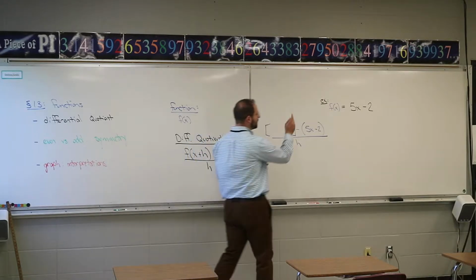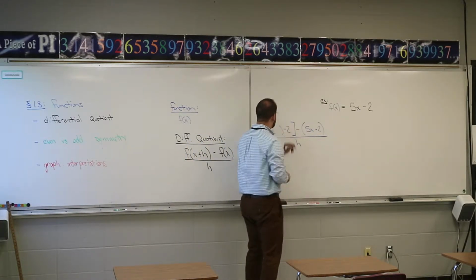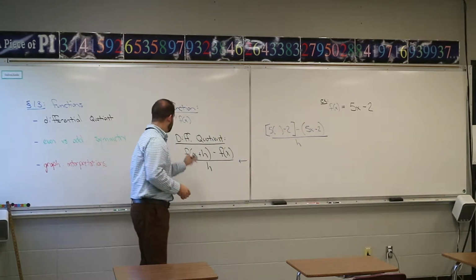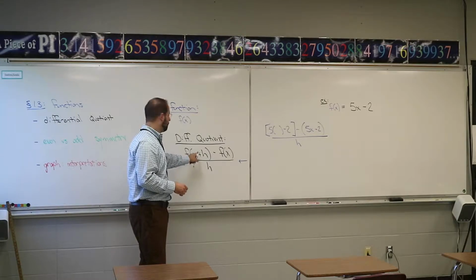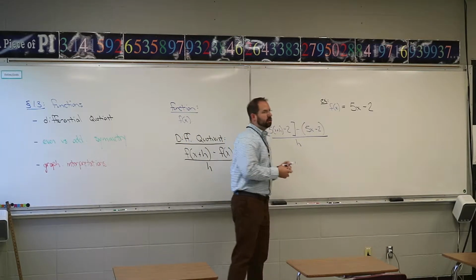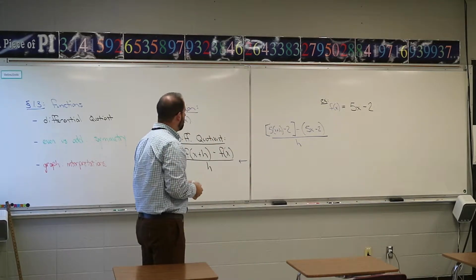So my original function is that thing. So it's this. Okay, that's the original function, 5 times x minus 2. But what are we plugging in? x plus h. x plus h. That has to go into any spot where there's x's. So you take out the x's and you plug in an x plus h into it.